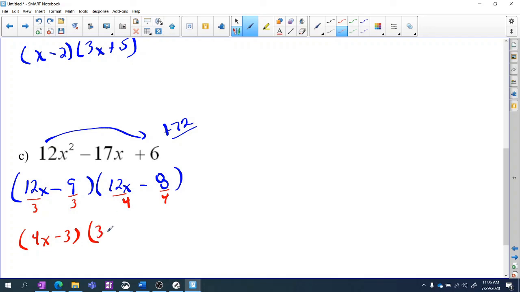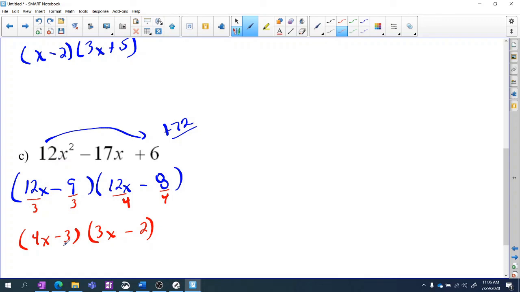12 divided by 4 is 3x, 8 divided by 4 is 2. I always say at the very least, check the first two to make sure you have a chance to be right. You say, what do you mean by that? Well, if I multiply 12x and 12x, clearly it's not 12x squared, it's 144x squared. But if I multiply my first terms now, at the very least, I've got that right. It's 12x squared, so I have a chance to be right.